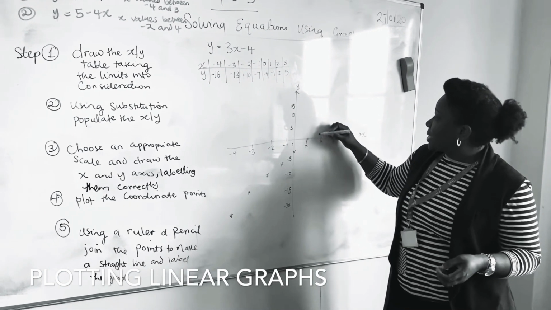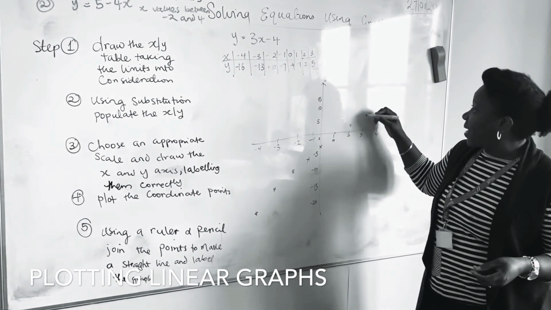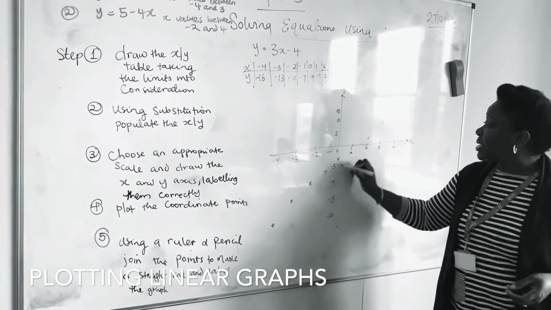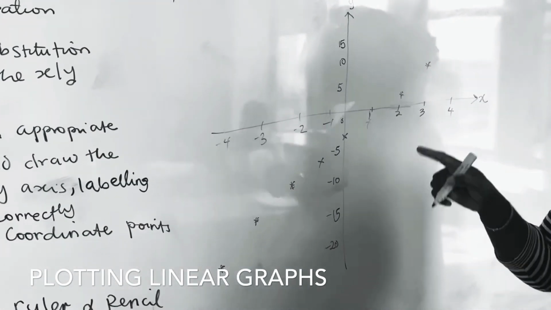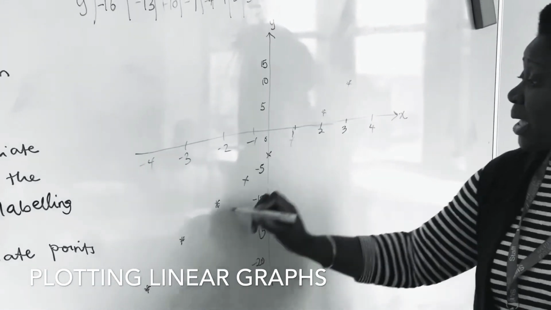2 and 2, that's coming up here now. And 3 and 5 should be somewhere up here. And once you've got that, now you should have a nice straight line. And all you have to do now, because mine is not on a graph paper, is using a ruler, join that all the way up.